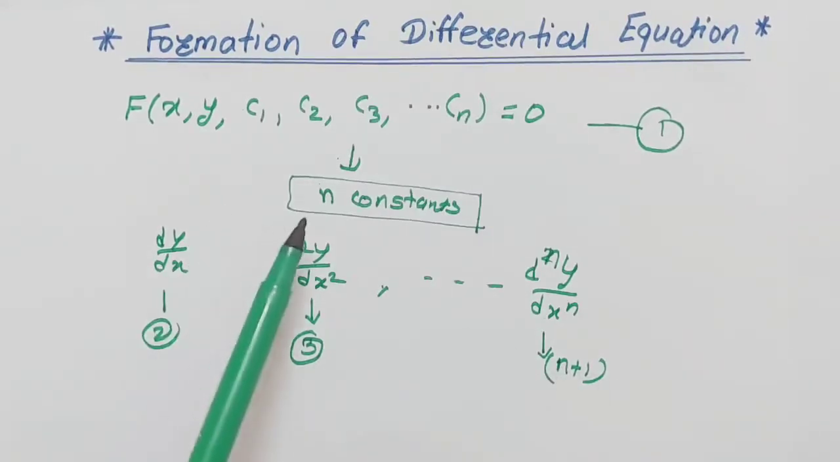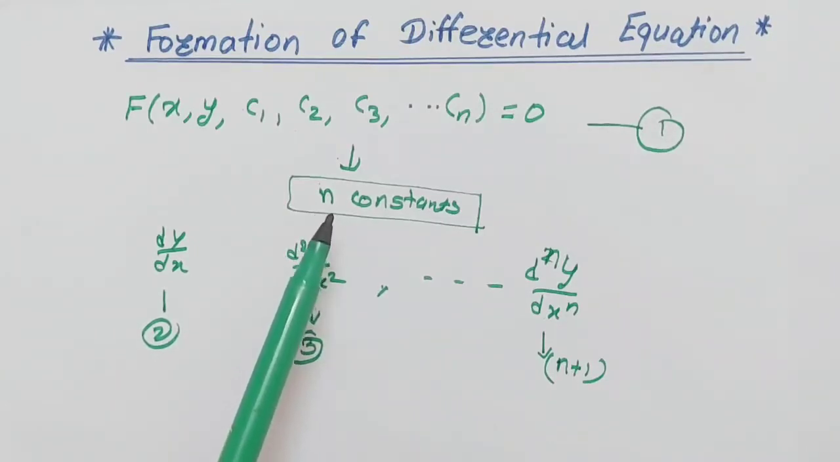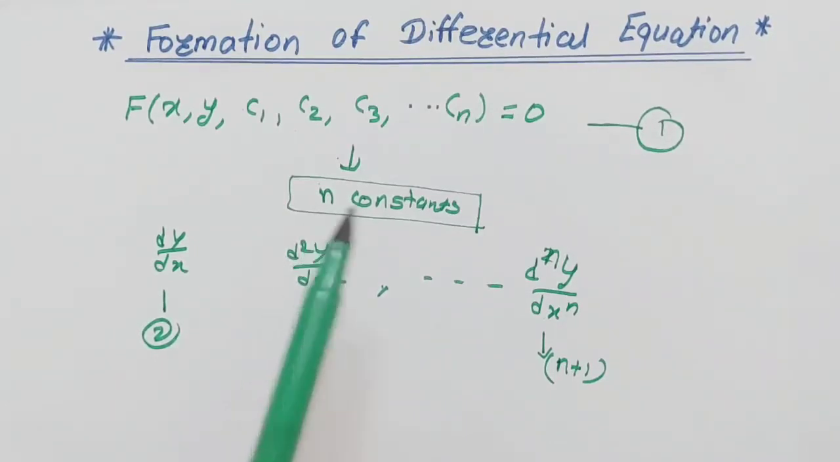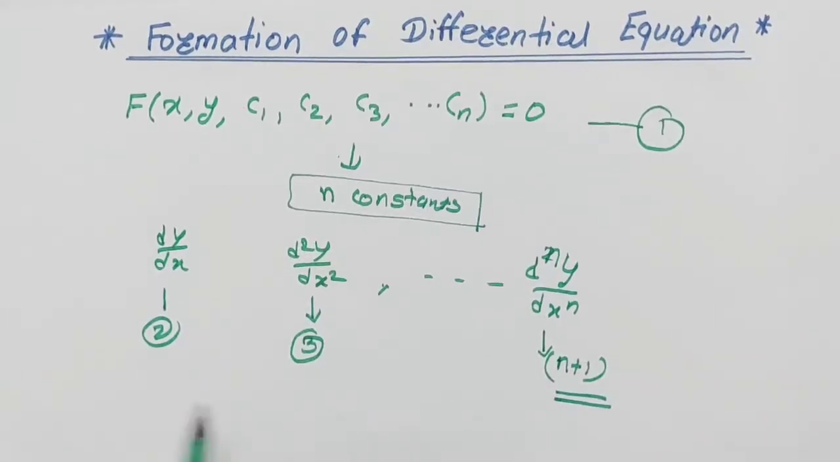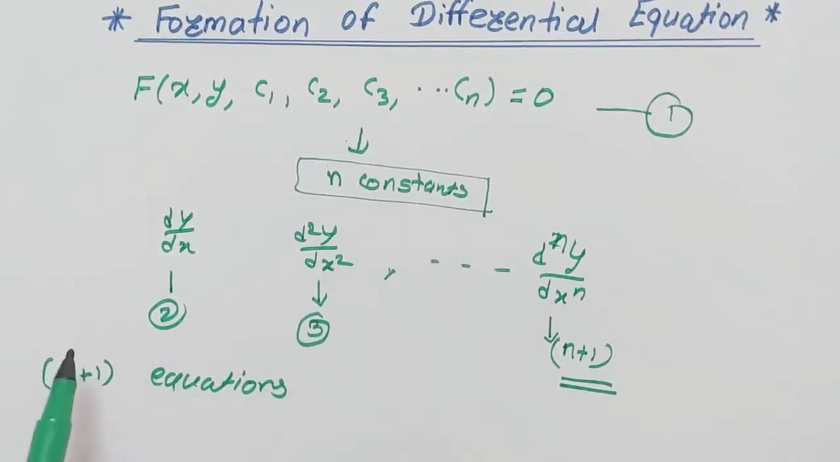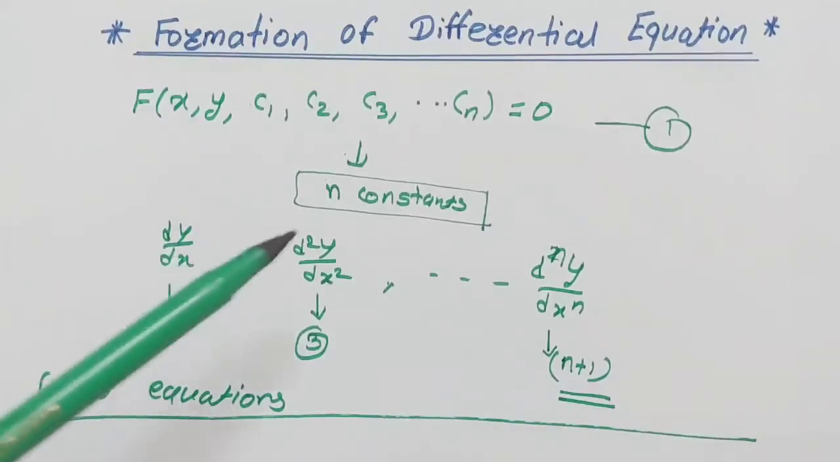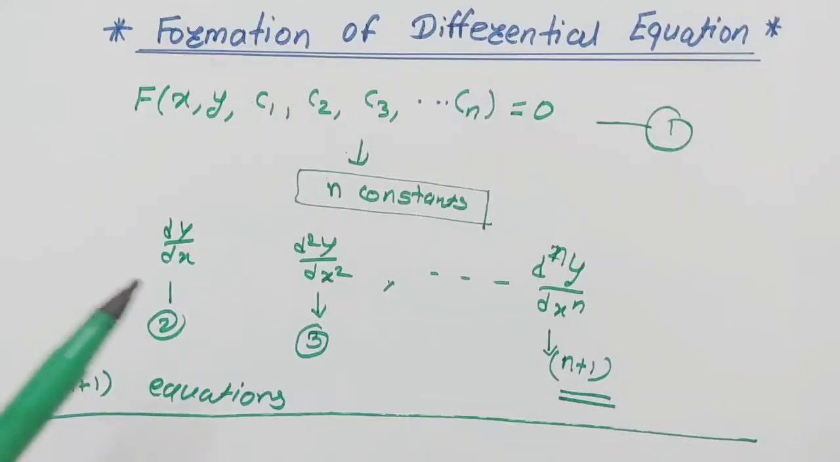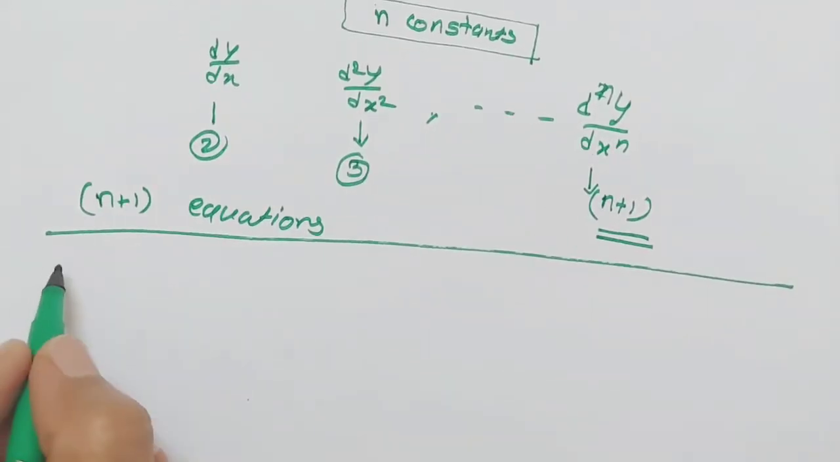That means we are given n constants, we want to eliminate the n constants, and corresponding to n constants we get n plus 1 equations. That means we have to eliminate these n constants with the help of the n plus 1 equations. This is the actual process of how to formulate the differential equation. Now how to do this process exactly, we discuss with the help of one example.